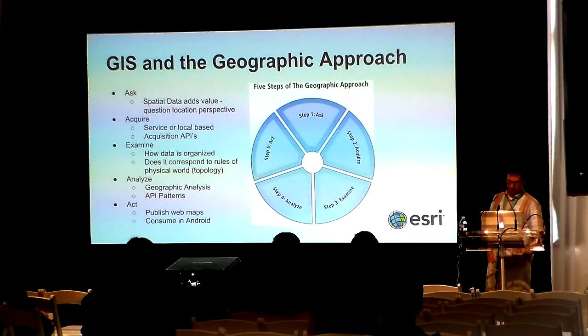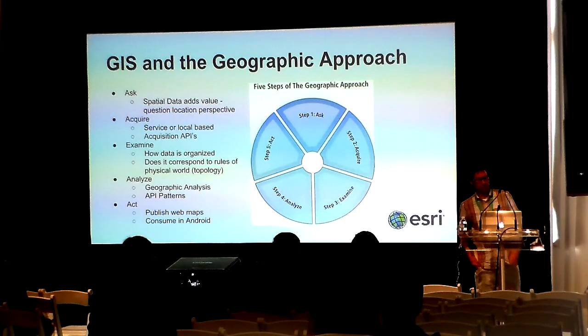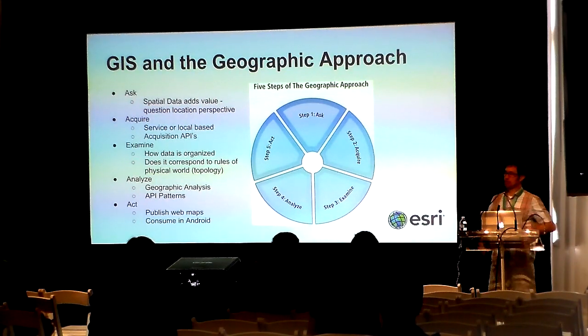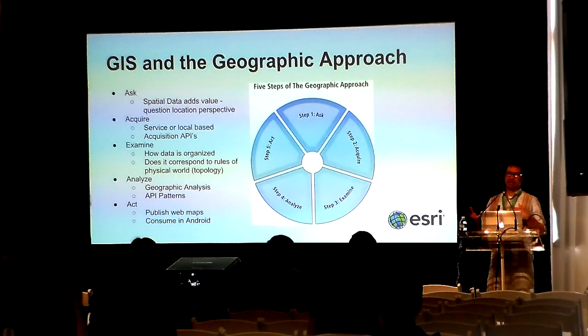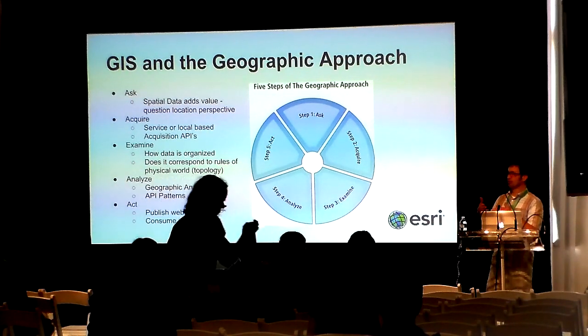Examining data is a little bit outside of the Android world necessarily, but from an ArcGIS perspective, it's in other parts of the software program. But it's about how data is organized and how it corresponds to the physical world. And those of you that maybe are familiar with that, it's called topology. Topology is basically how does data interact with each other in the physical world?